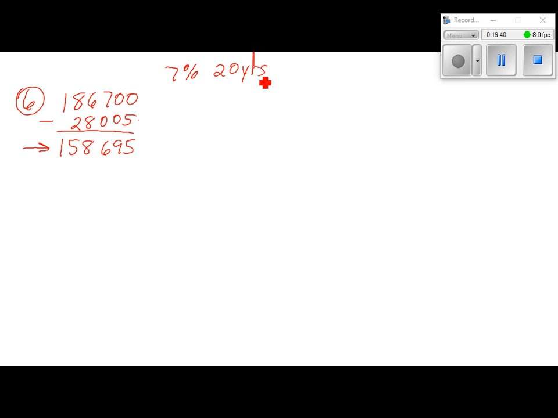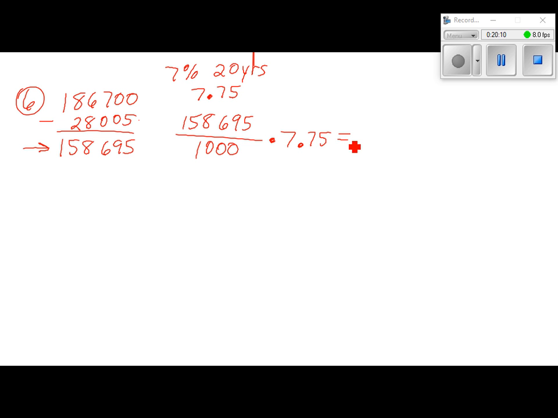We look at the chart and we go down to 7% and we go over to 20, and the number that they give us in that chart is 7.75. And then the formula is the cost, the amount financed, over 1,000 times the number from the chart, which is 7.75. And this is gonna tell us their monthly payment.